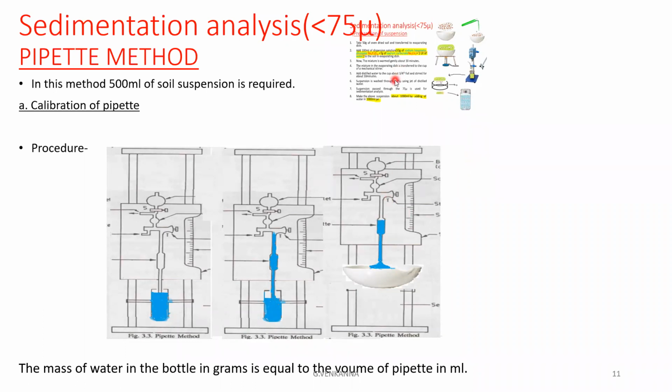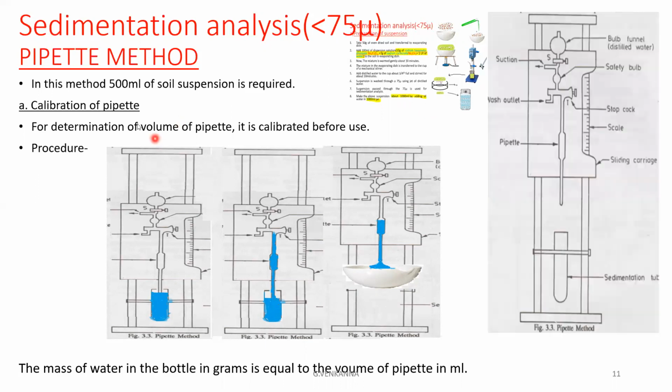This is the process generally followed in sedimentation analysis. The same process is done for the pipette method as well, but we require only 100 ml of soil suspension. In this process, first we have to find the calibration of the pipette. Calibration of the pipette means determining the volume of the pipette.